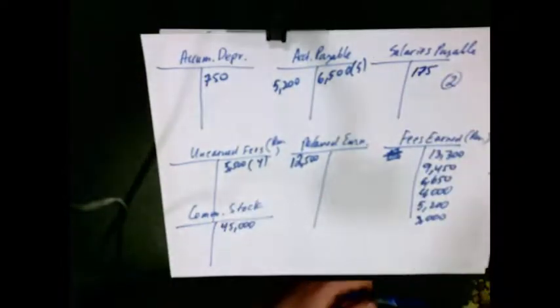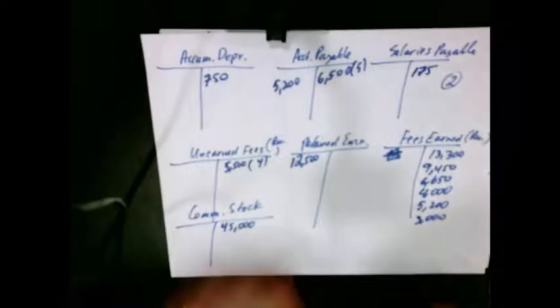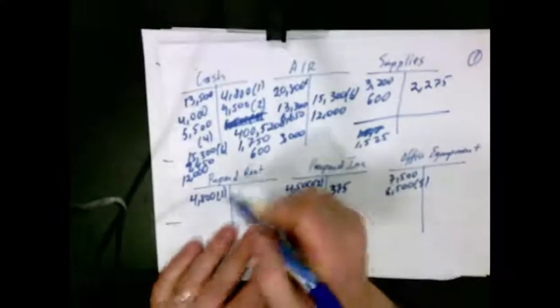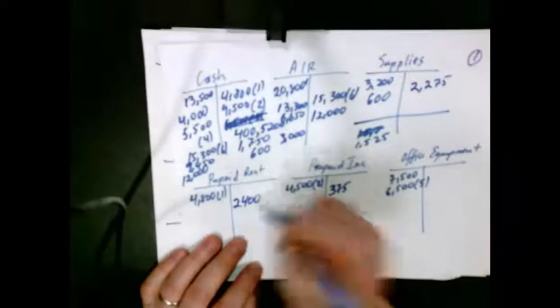And again, it says rent expired during July is $2,400. We kind of knew that. Remember when we talked about prepaid rent early on? So it's a credit to prepaid rent of $2,400, and the debit goes again to insurance expense.